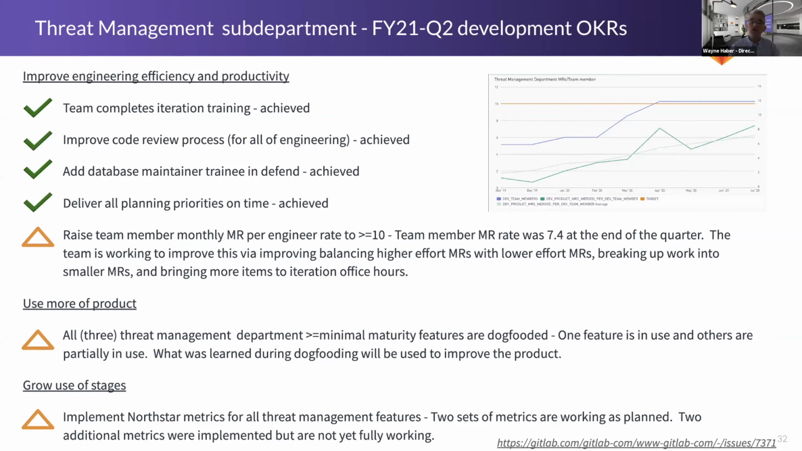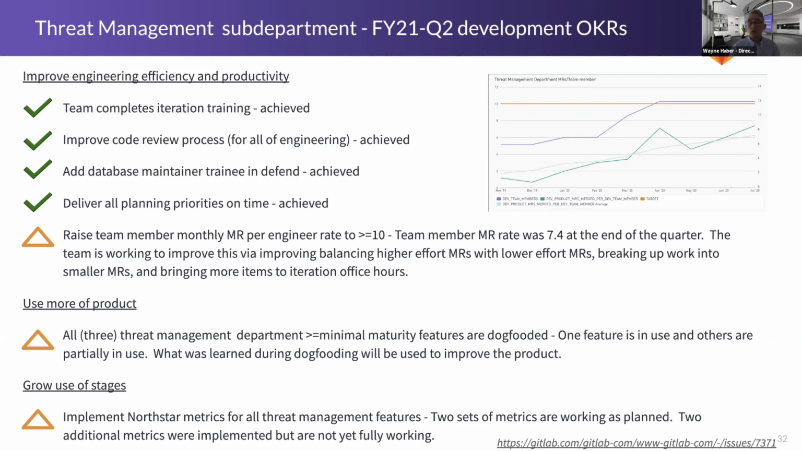So some things that we didn't complete but made great progress on was getting the team member monthly merge request rate per engineer to greater than 10. We actually got it to the highest it's been since the creation of the team, basically back in November of last year. So it was actually at 7.4 versus a goal of being greater than or equal to 10. And we're working to improve this further via balancing higher effort merge requests with lower effort merge requests, breaking up work into smaller chunks, and bringing more items to iteration office hours.